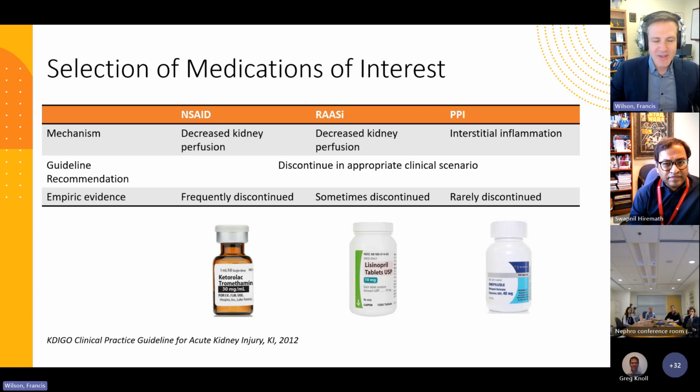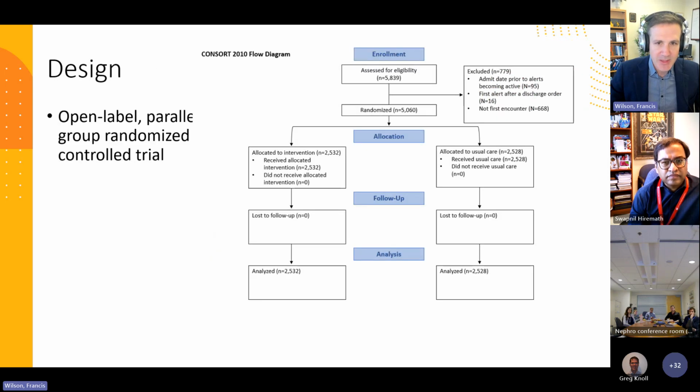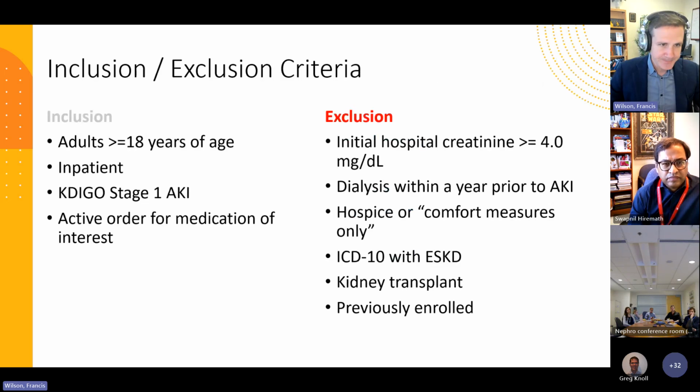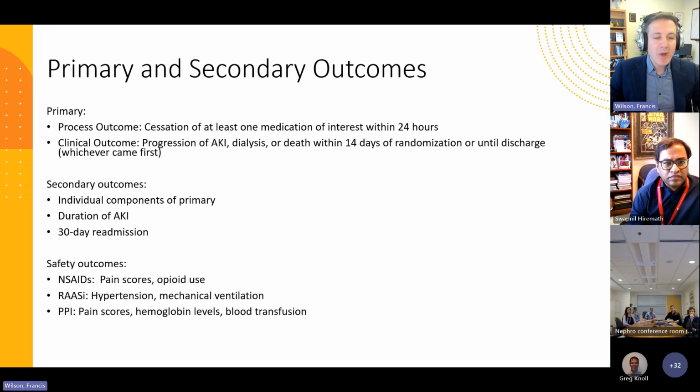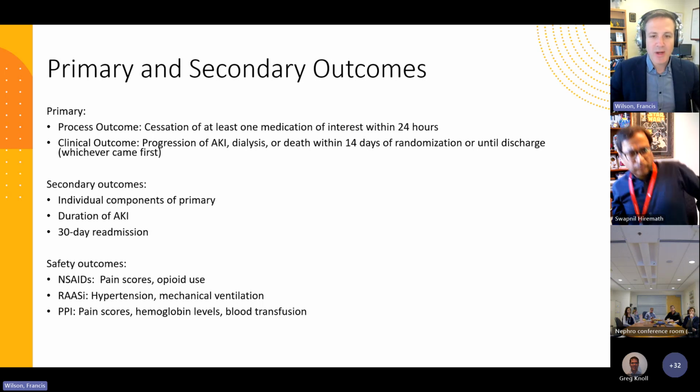But basically the idea was identify people with AKI on one or more of these three classes, and target the alert to those people. So this was a trial that randomized just over 5,000 people, very similar design to what I showed you for ALIA 1. Some inclusion-exclusion criteria here, very minimal, pragmatic clinical trial. You had to be an adult. You had to have an active order for one of the medications. We excluded people with transplant on hospice and so on. The primary process outcome was the cessation of at least one of these medications within 24 hours of randomization.